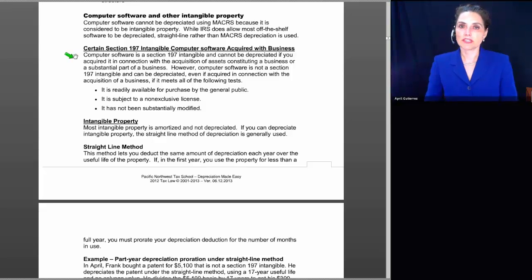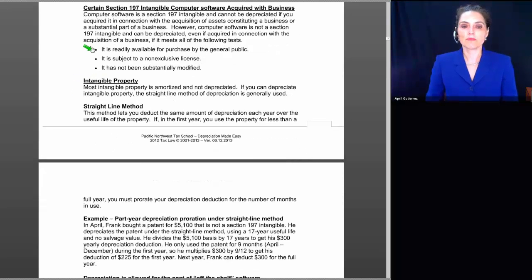Computer software is a Section 197 intangible and cannot be depreciated if you acquired it in connection with the acquisition of assets constituting a business or a substantial part of a business. However, computer software is not a Section 197 intangible and can be depreciated even if acquired in connection with the acquisition of a business, if it meets the following tests. Number one, it is readily available for purchase by the general public. It is subject to a non-exclusive license, and it has not been substantially modified.